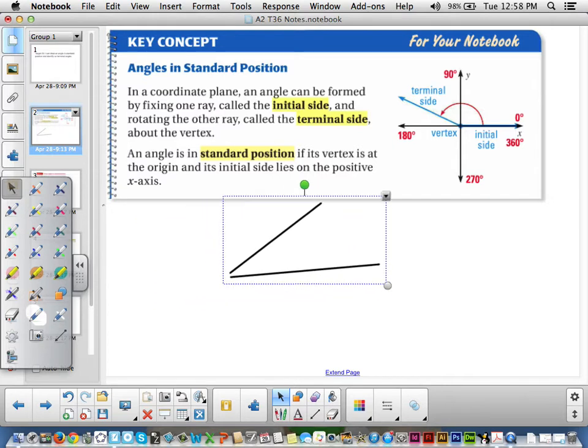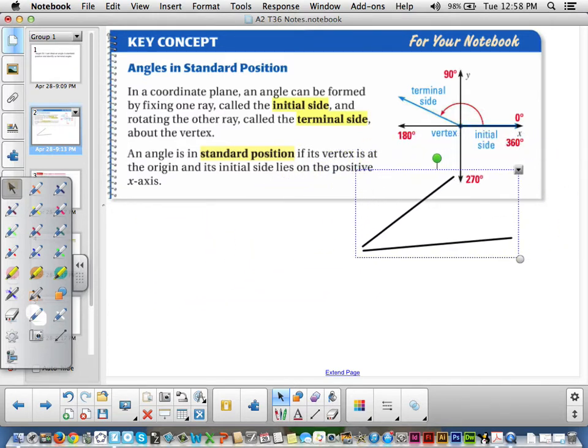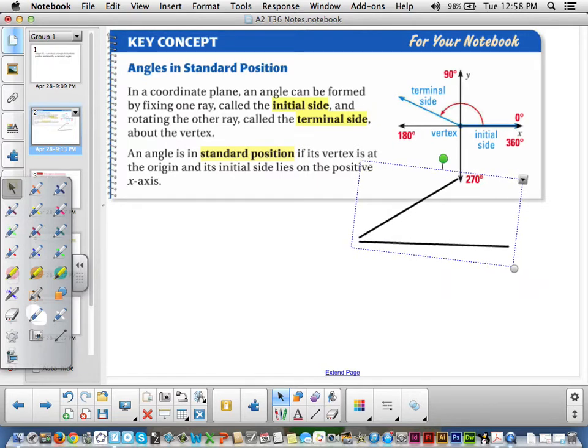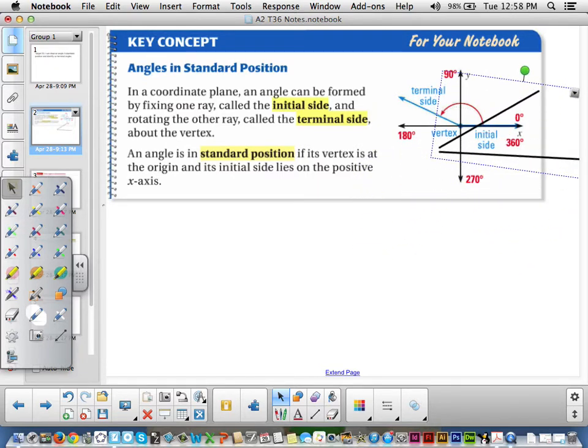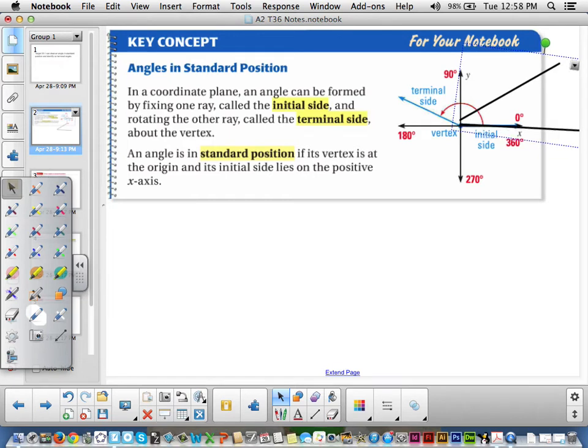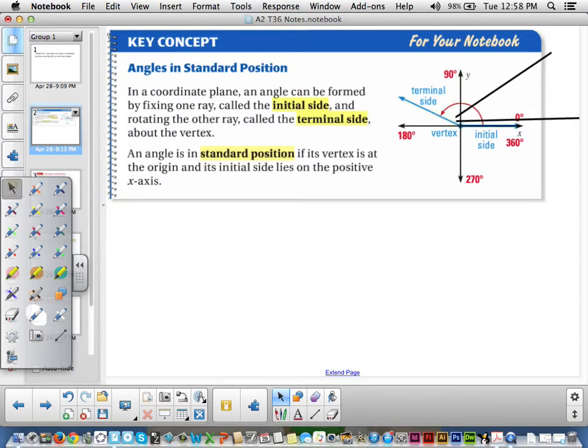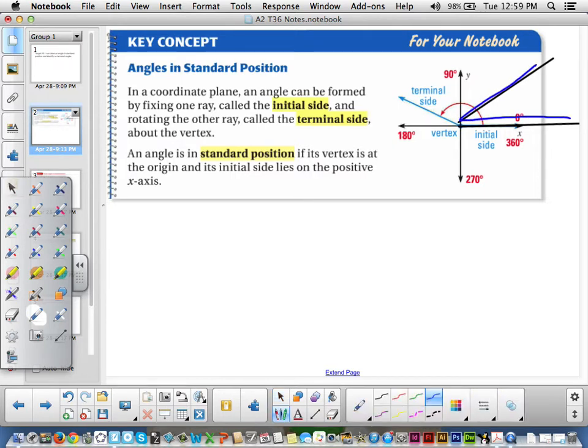That means we're going to take our angle. If we have an XY axis, we want one side to match up with the positive X side. And the other side of our angle will be rotated counterclockwise from that position. So the angle I just drew in standard position would be right here on the XY axis.